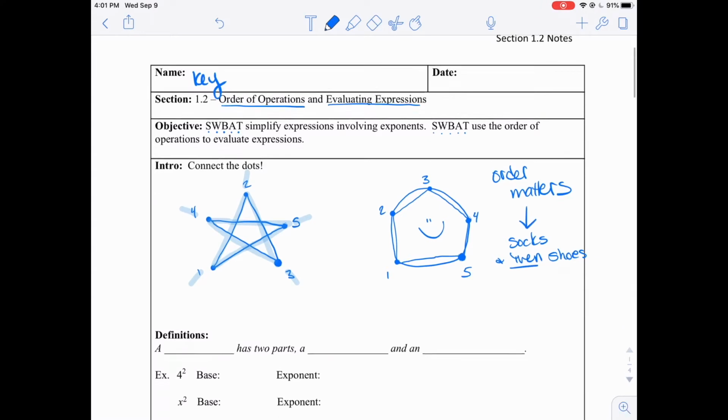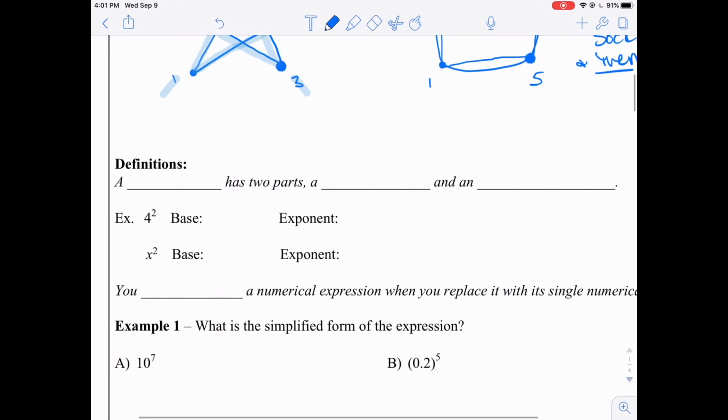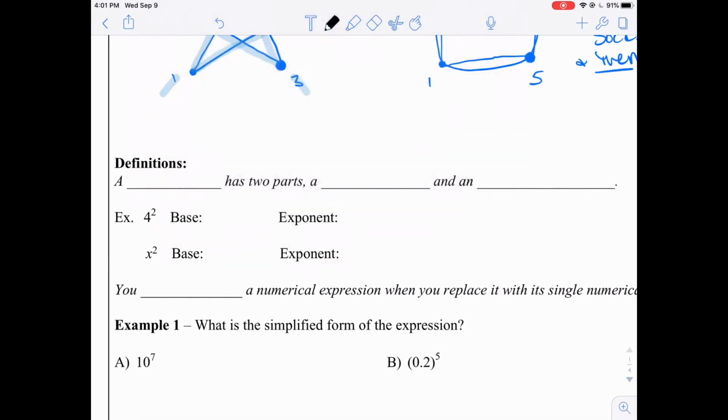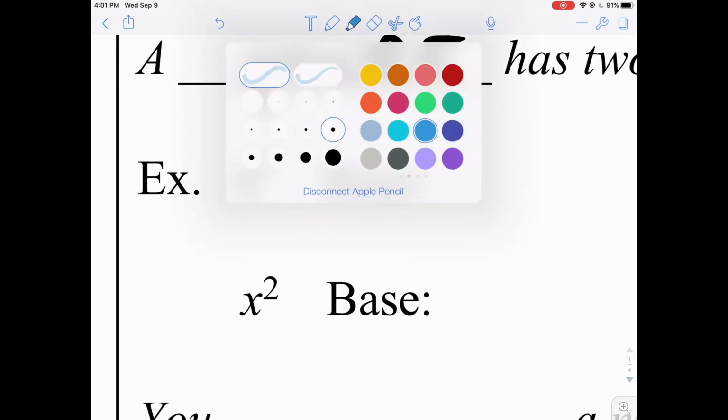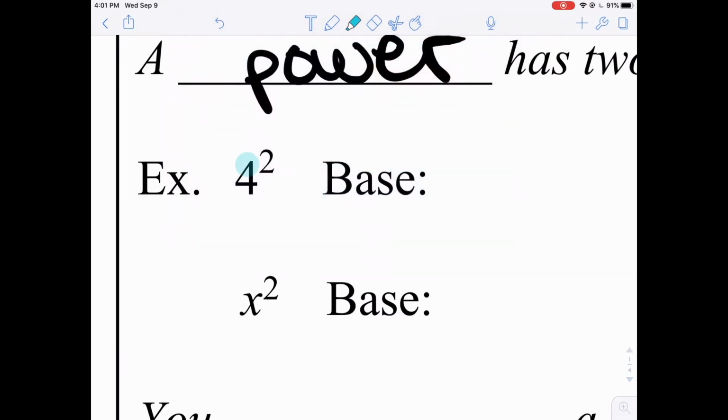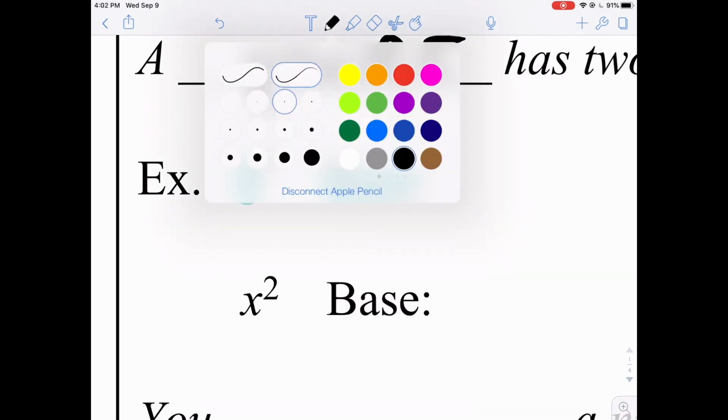Let's talk about some definitions. All right. So let's talk about a power. A power is an expression with a base and an exponent. And that's probably kind of abstract. So let's look at an example. Here's our first example. We've got 4 to the second power. And this 4, that's our base, because it's kind of the big one. It's at the bottom.